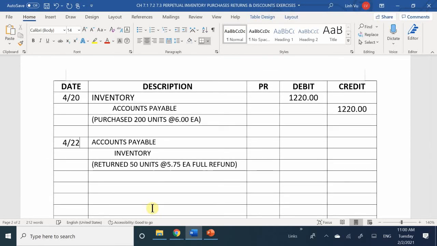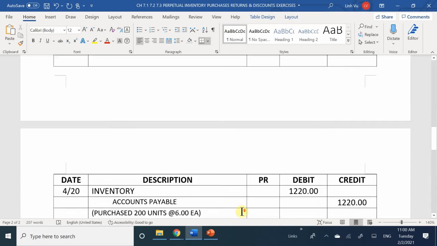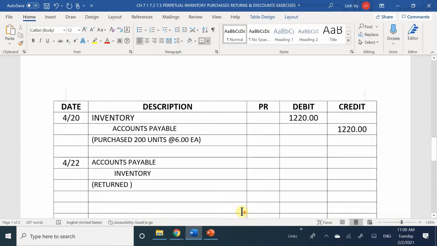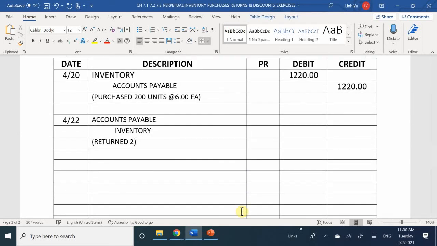On the 22nd, we recognize that accounts payable, we're going to reduce it, but we're only reducing it by 20%. So we need to make a calculation here. Instead of this right here, we're only returning, was it 50 items? 25 of the units were the wrong color. So we're attempting to return 25 units.